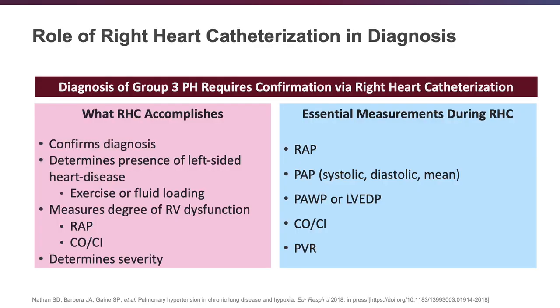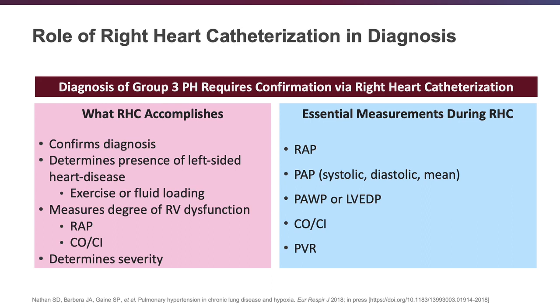So what about right heart catheterization? I alluded in my talk already that right heart catheterization is very important for a variety of reasons. One of them is obviously to confirm the diagnosis. Again, echocardiogram, although it's a great screening tool, it's not a diagnostic tool for presence of pulmonary hypertension. Left-sided heart disease is very common in this patient population.